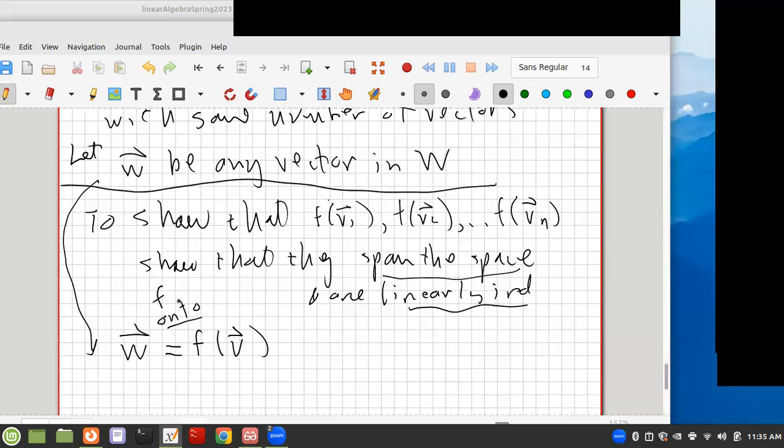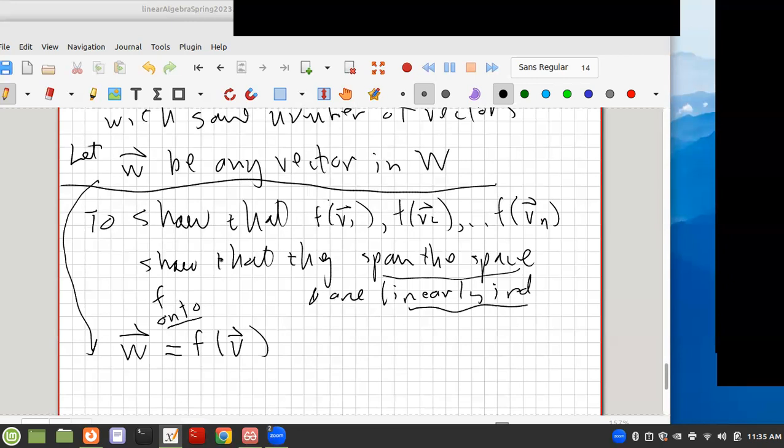F is onto means for any vector in the codomain, I've got to have a vector in the domain that maps to it. So you've got to get straight here. There are the map properties, onto and one-to-one, and then there are the vector space properties, spanning the space and linearly independent. So you've got some concepts to juggle to keep in view.